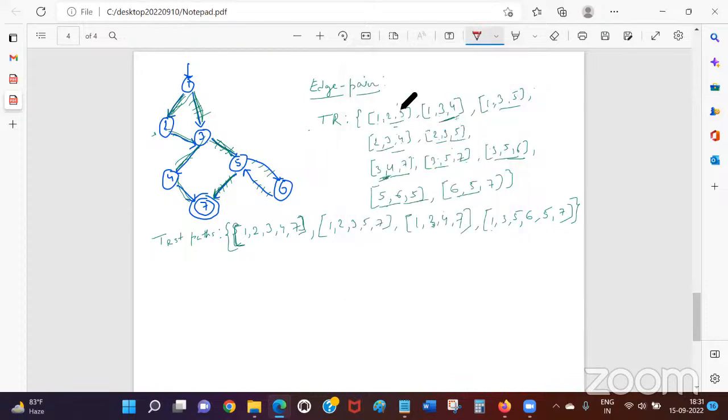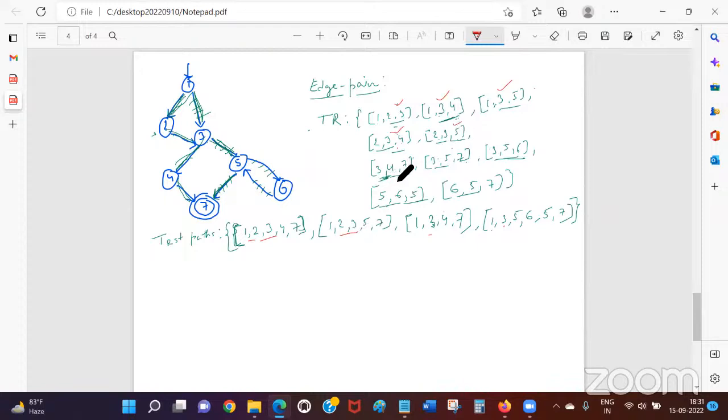So is this covered? 1 2 3, it's there, it's covered. 1 3 4, is it covered? Here it is, 1 3 4, it is covered. 1 3 5, is it covered? Yes, it is there, it is covered. 2 3 4, is it covered? Yeah, I have it over here, it's covered. 2 3 5 is here, so it is covered.